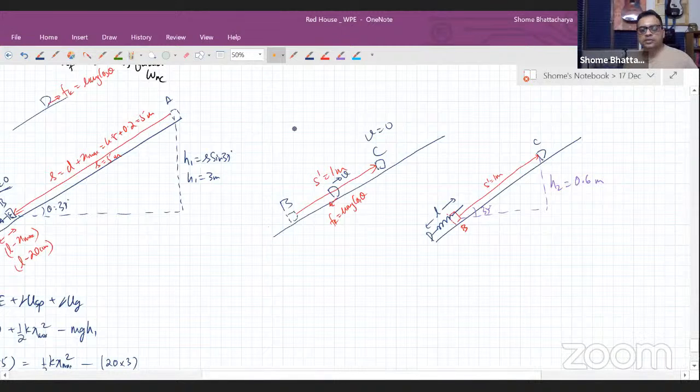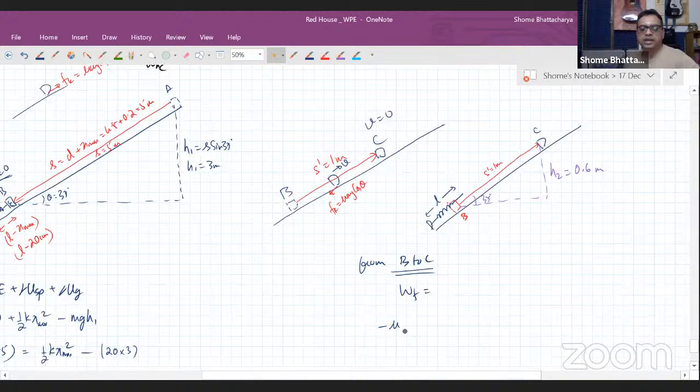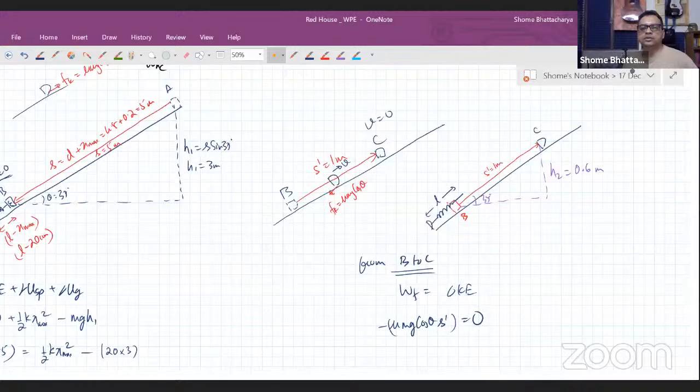So if we write the work energy theorem from B to C, we'll get this relation that work done by friction will become minus mu mg cos theta. This will not change the sign this time, because even though the direction of motion has become upwards, friction has become down the inclined plane. So this will always remain negative. So minus mu mg cos theta s prime is equal to the change in kinetic energy, which is again 0, because here also at C the block is again at rest. At B also it started from rest.